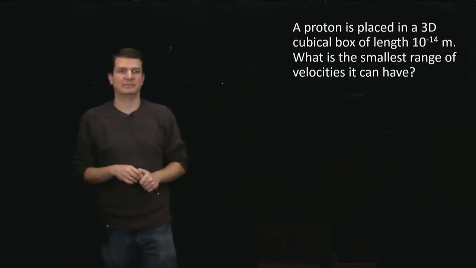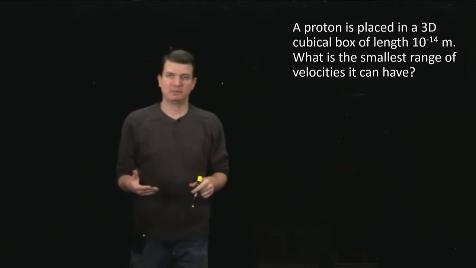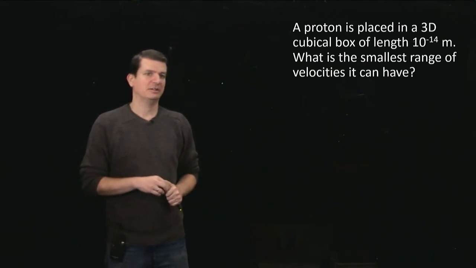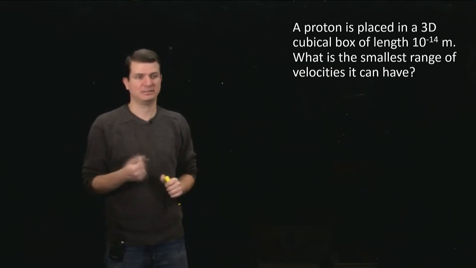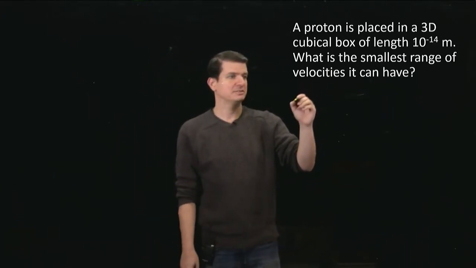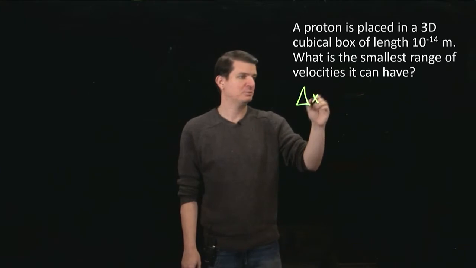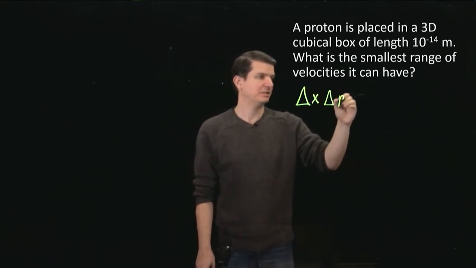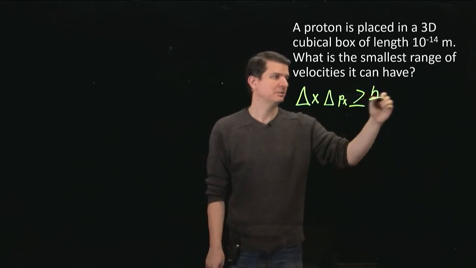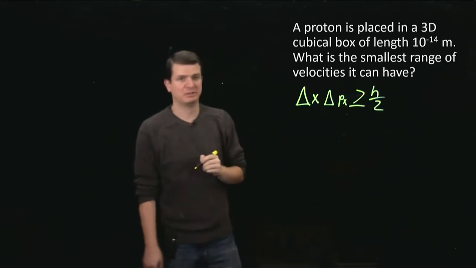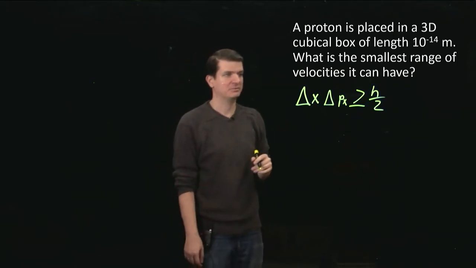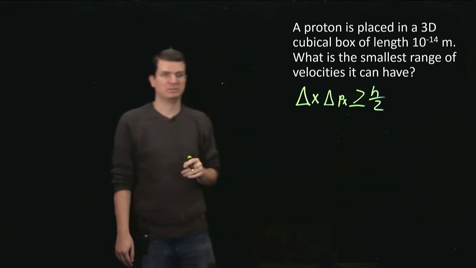So let's look at it. The fundamental thing that gives us this seemingly weird result, that you can't actually be at rest in a box, is Heisenberg's uncertainty principle. That is this form: delta x, delta p along x has to be greater than or equal to h on 2. That's the way your book writes it, and we'll stick with your book's version of this uncertainty principle.